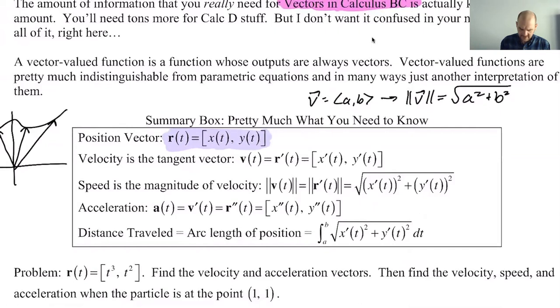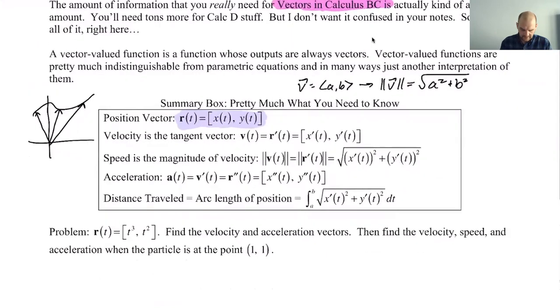You're not really going to see this notation on the AP exam or in BC calculus, to be honest. If you're in my class and we move on to what's called Calc D, which is multivariable and vector calculus, we're going to need to know a whole lot more about this stuff. But as far as BC calculus is concerned, this is it. This is all you need.